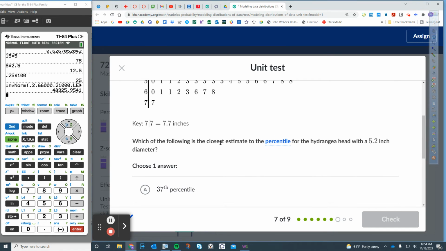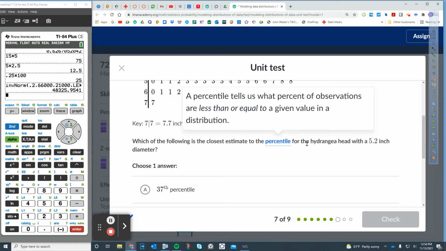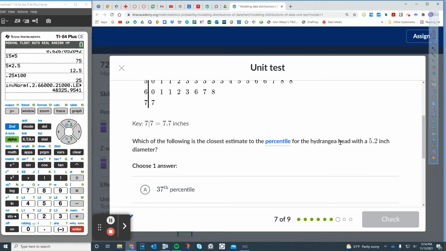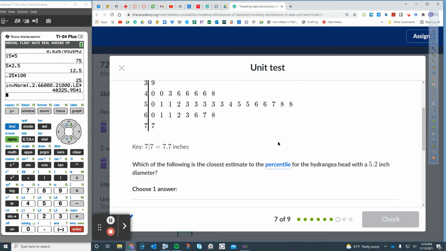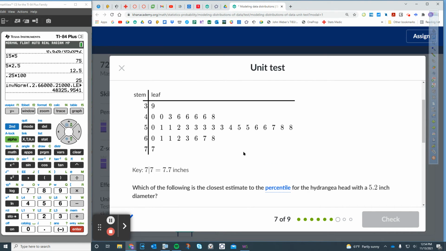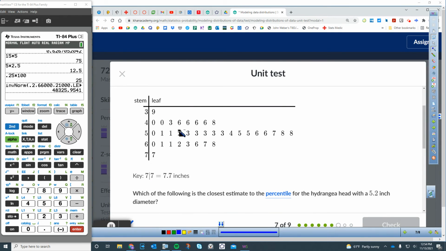So which of the following is the closest estimate to the percentile for the hydrangea head with a 5.2? Where is 5.2? 5.2 is right there. So I need to circle that 5.2, and I need to find out the percentile for it. So I need to calculate, including 5.2, how many are less than that.